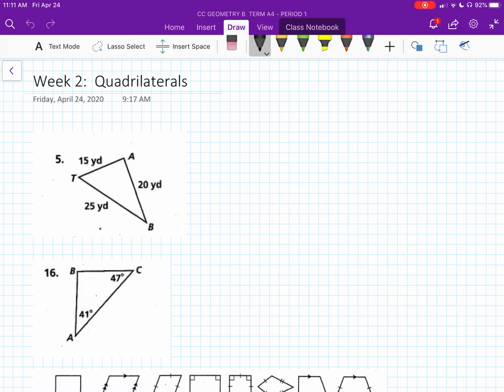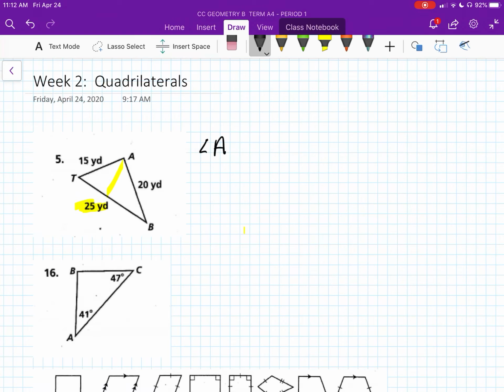The bigger the side, the bigger the angle. So how do you tell which one is which? If we look at this first triangle here, we pick out the biggest side. Well, what angle goes with that side? If we look across, that goes with angle A. So angle A has to be the biggest angle. So A is the biggest angle.